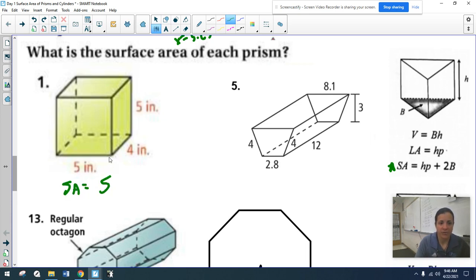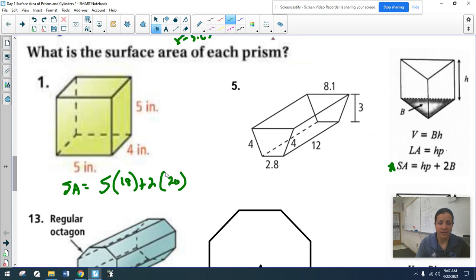And then I need my perimeter. So 5, 4, 5, and 4 is 18. And then 2 times the area of your base, which since it's a rectangle, it's just going to be 5 times 4, which is 20. I think that's a lot easier than all that stuff they put up above.